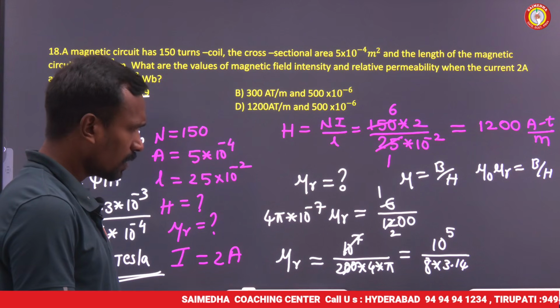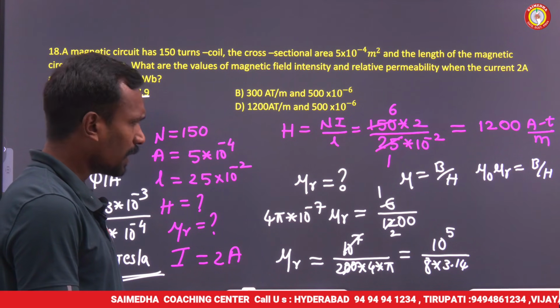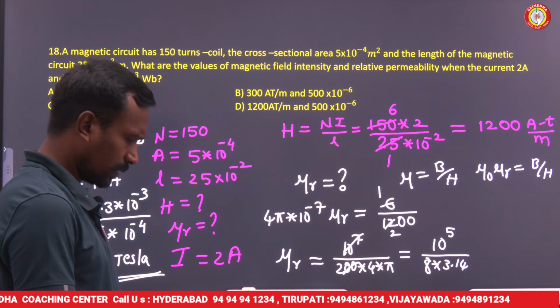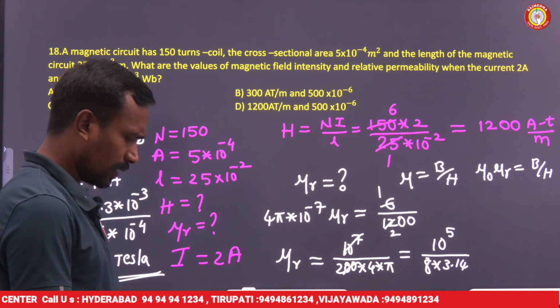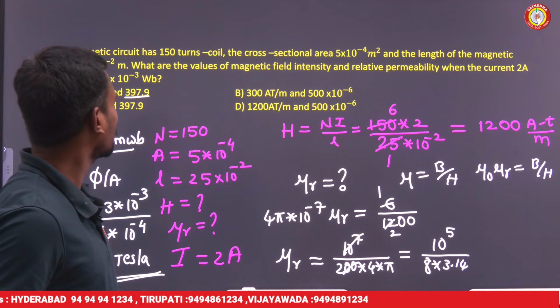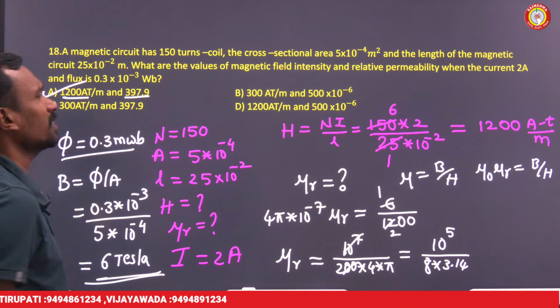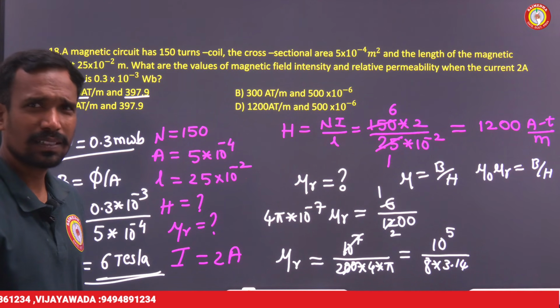How much? Divided by 8 into 3.14, around 398. Something will be there around 398. This is our answer. Is it okay?